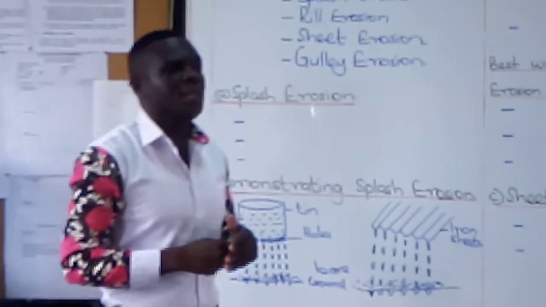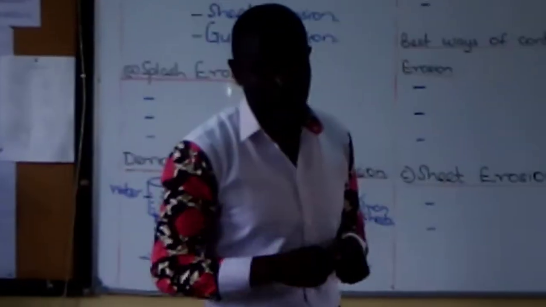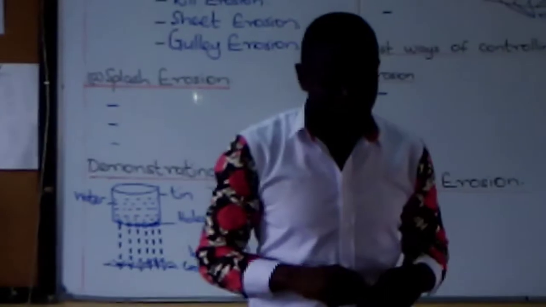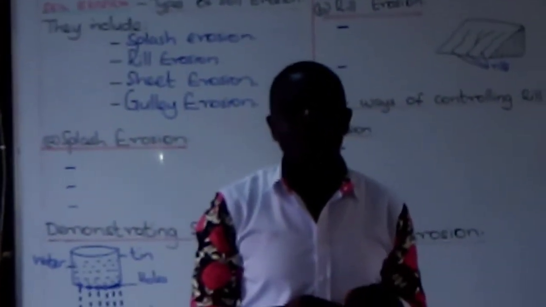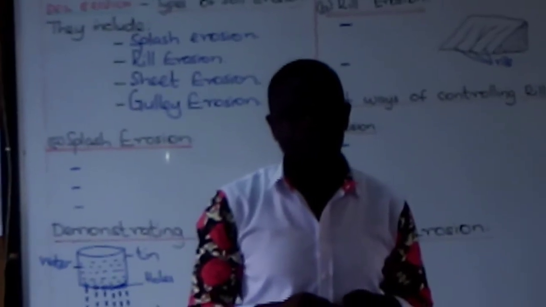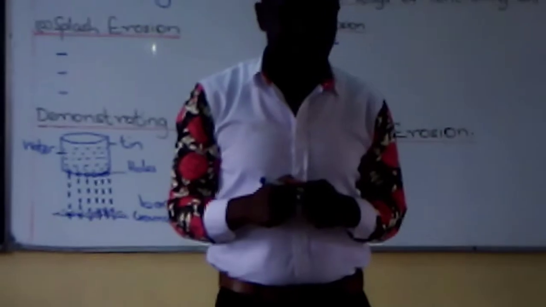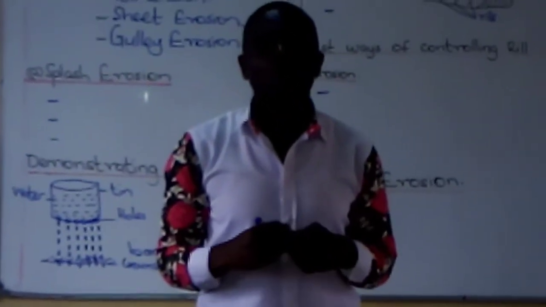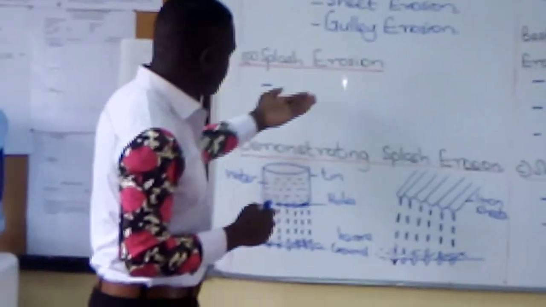Can somebody remind me the agents of soil erosion? The 2 major agents of soil erosion. Yes, Timothy. Very good. Wind and water are the 2 major agents of soil erosion.